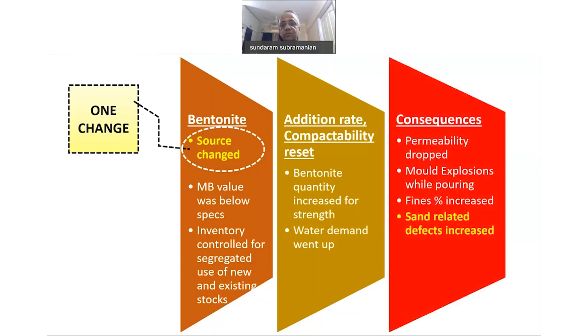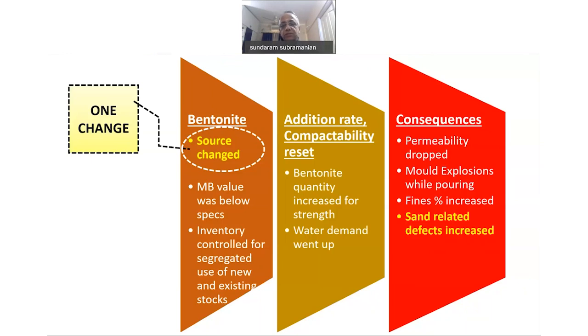And then what are the consequences? There is a drop in permeability. The mold is supposed to permeate all the internal gas pressures, which is difficult now. And because of the excess moisture, there are explosions inside the mold. And having bought this substandard material, there are more fines than what it used to be. And the obvious result is you get defects in the sand.